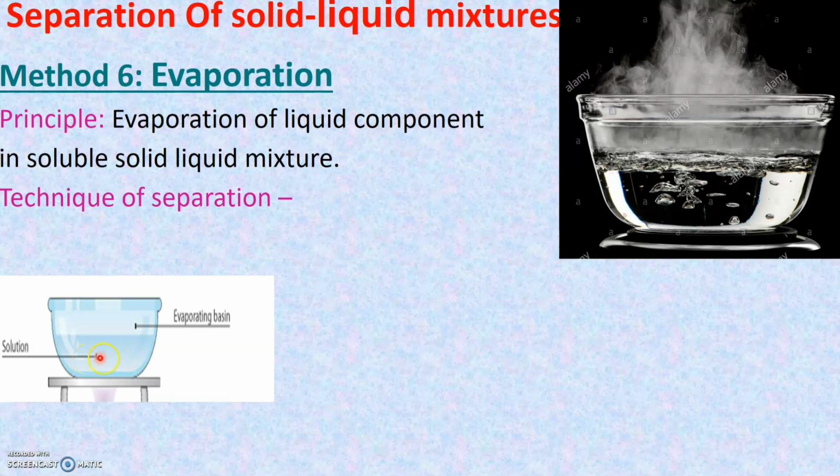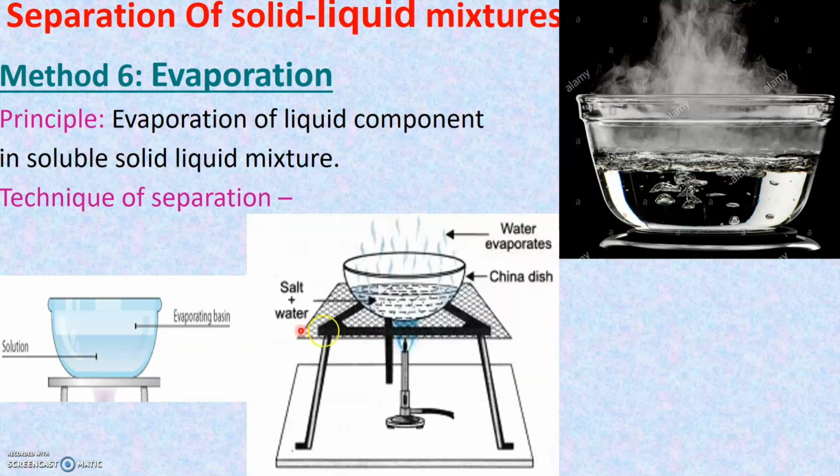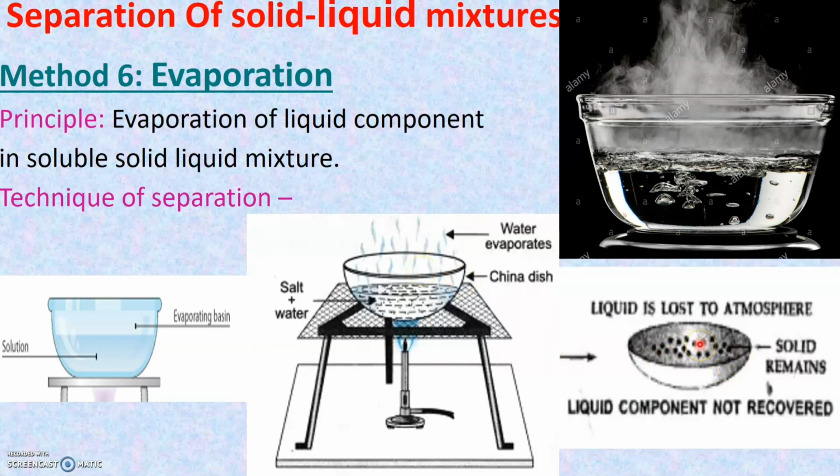Now, as it is kept for some time, or on heating this evaporating dish which contains the mixture with the help of a burner, all the liquid that is present in this mixture will evaporate, as you see here, in the form of water vapors. The liquid present in this mixture is converted into water vapors and it will escape out of this evaporating dish into the atmosphere. And what is left behind in the evaporating dish is the solid. This solid is the solid that was initially dissolved in this liquid.